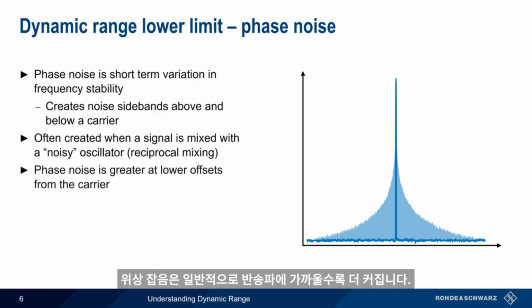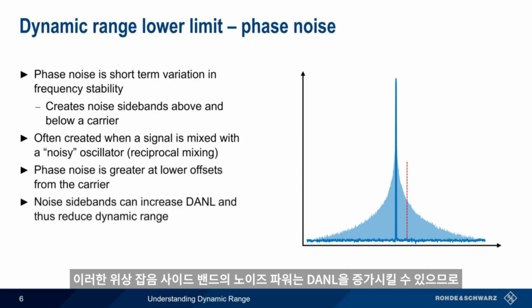Phase noise is usually greater the closer you are to the carrier. The noise power in these phase noise sidebands can also increase DANL, and thus the presence of phase noise can sometimes reduce an analyzer's dynamic range.